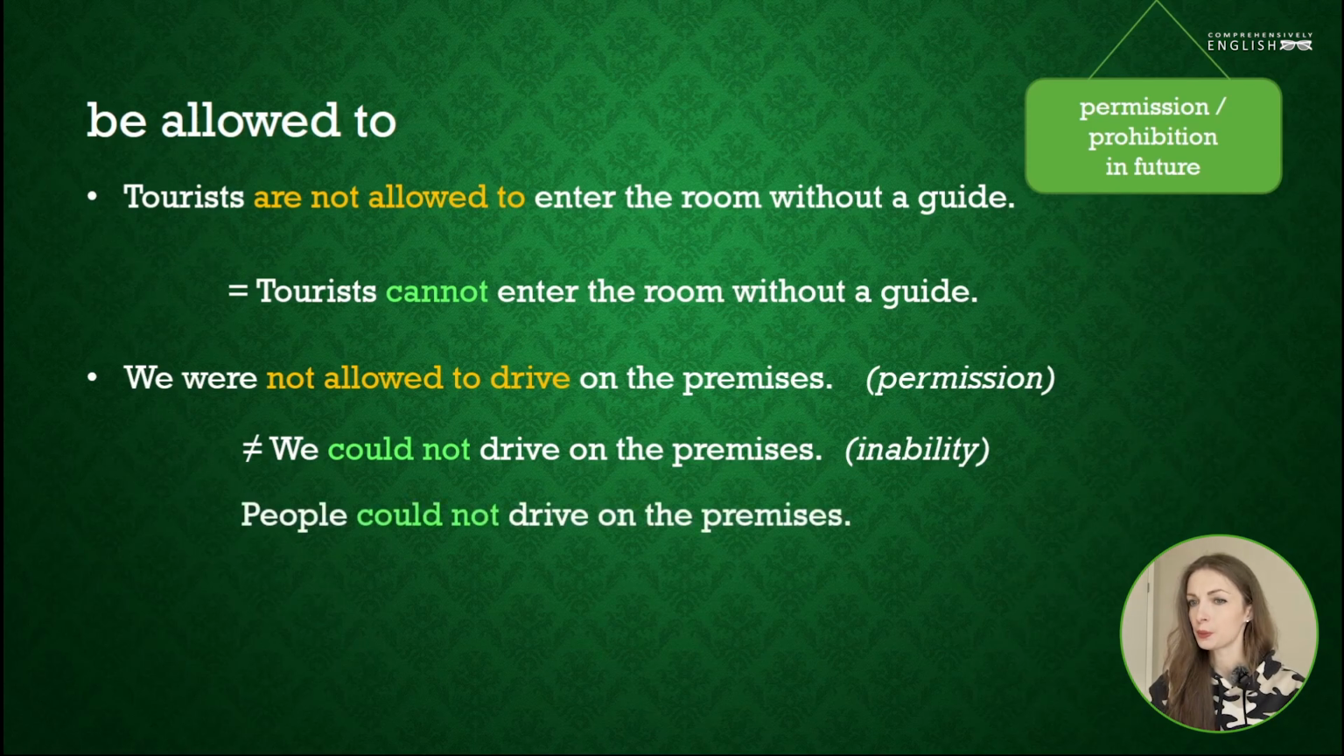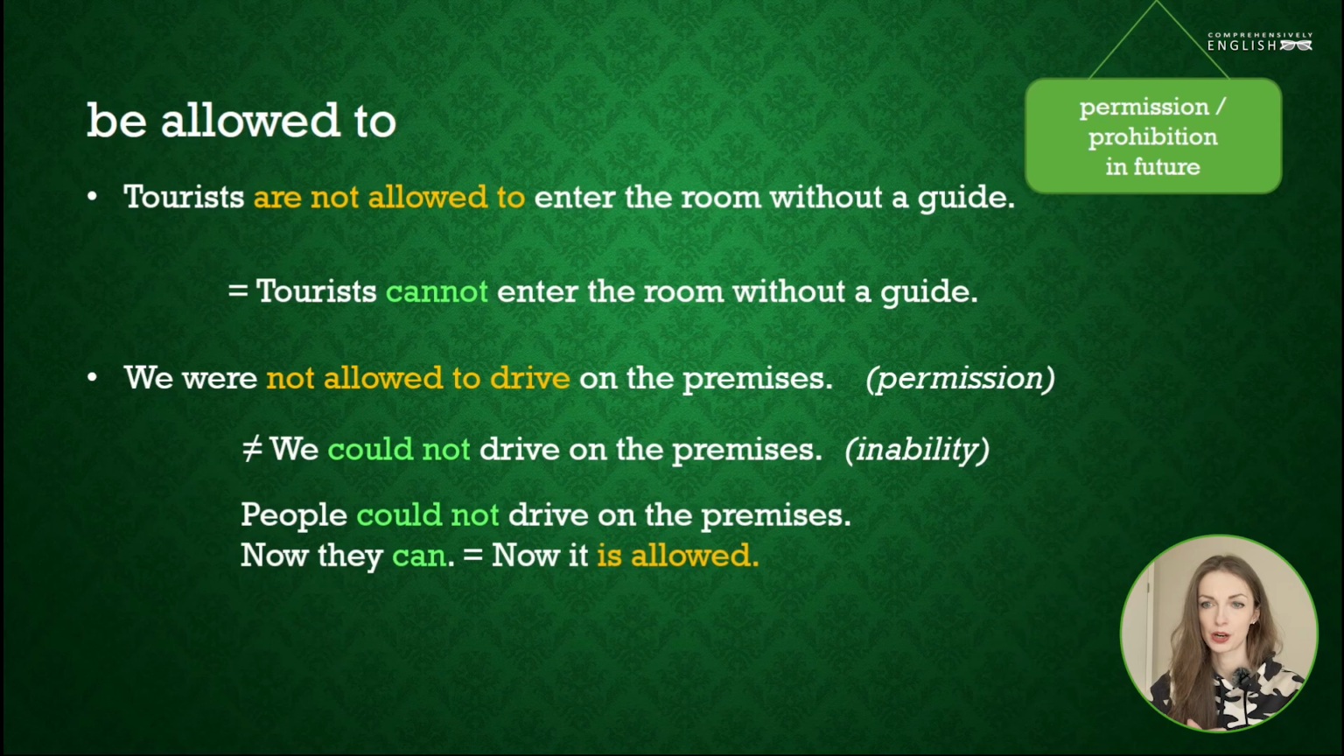If I say people could not drive on the premises, this will be a general sentence. It will state a rule in the past. So this sentence actually expresses prohibition in the past. People could not drive on the premises. Now they can. They can expresses permission in the present, and equals now it is allowed.